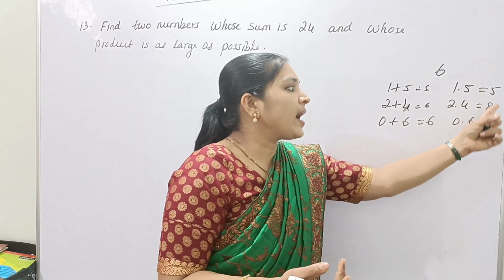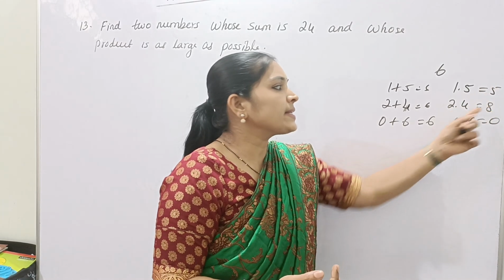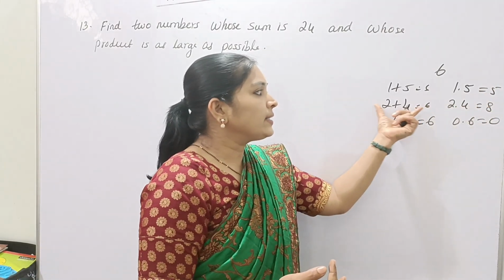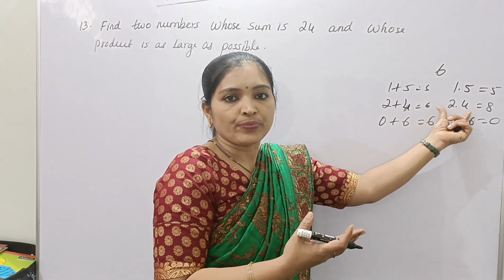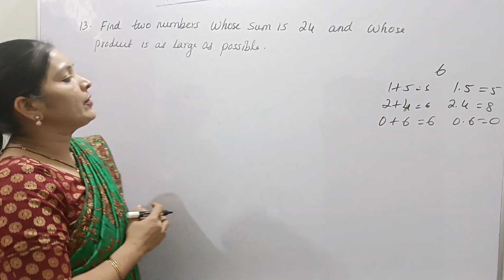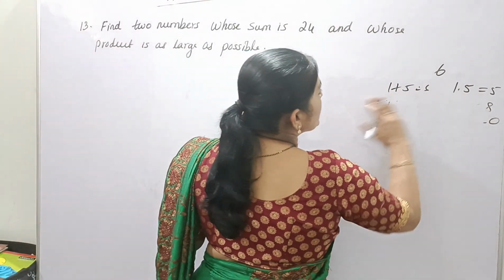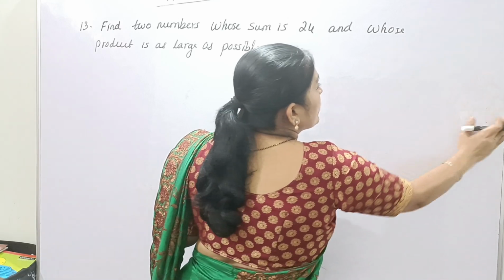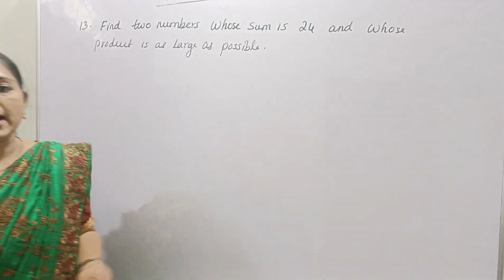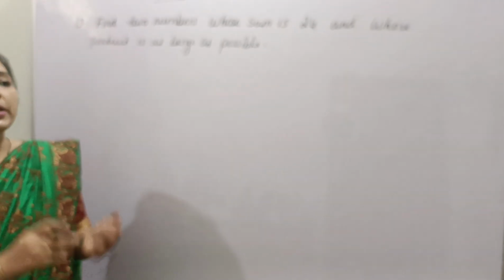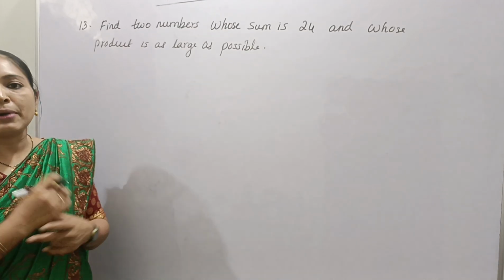See here, what is the largest number? The greatest number is 8. So therefore, the two numbers are 2 and 4. Similarly, here we have to find the two numbers whose sum is 24 and their product is as large as possible. So here we have to find the maximum value.